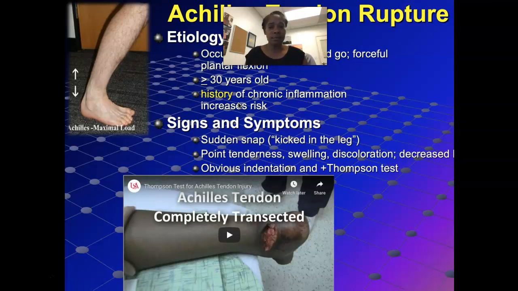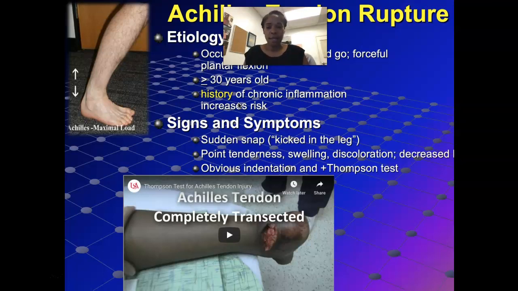So what are the signs and symptoms? The first sign and symptom, they will literally complain that they felt a sudden snap. They will tell you, if you ask them, that it felt like someone kicked me, but there was no one around, right? So that's kind of like the number one sign and symptom for an Achilles tendon rupture. What you will feel is, number one, kind of like a gap or a space where that Achilles tendon used to be, and it's no longer there because it's probably rolled away.